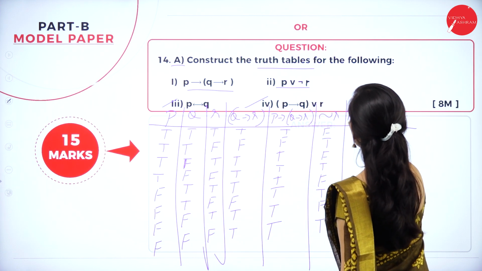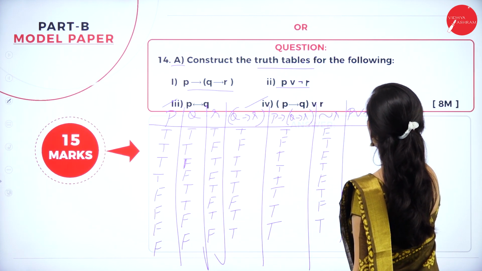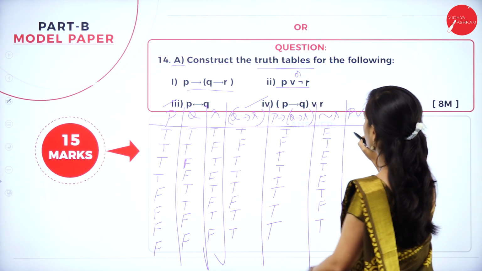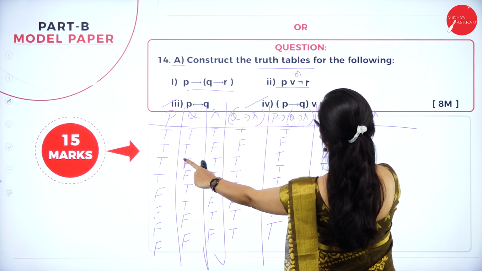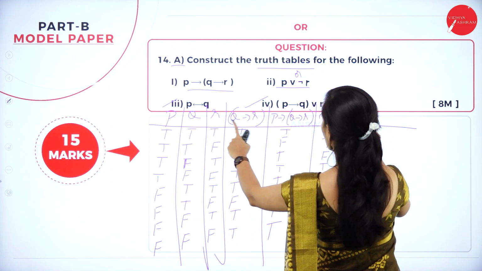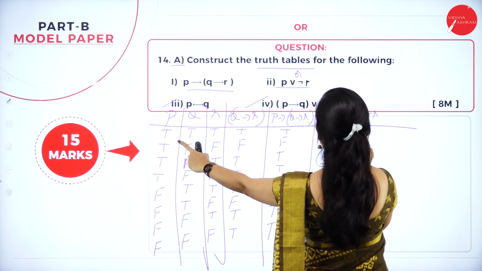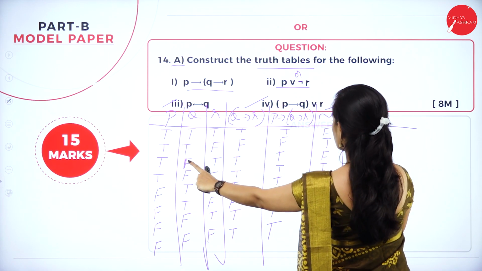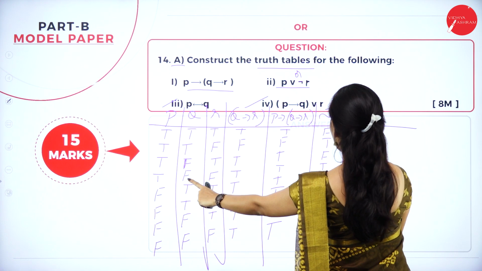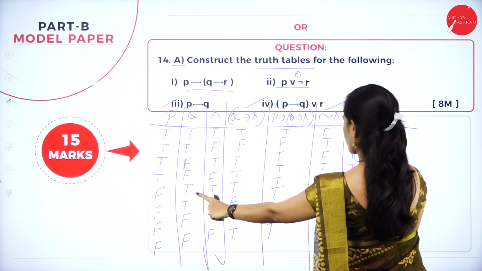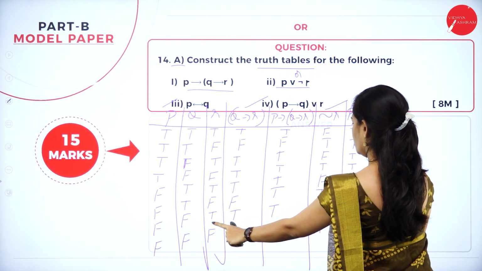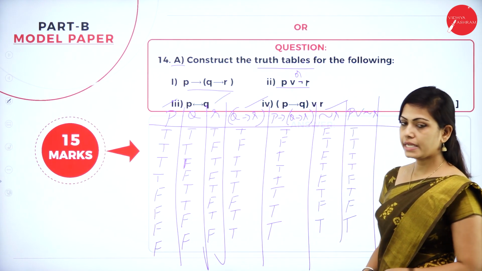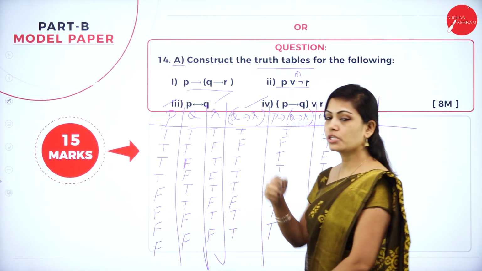And P or negation R. So, here we are using OR operation, that is addition operation. So, you just use this P and negation R. So, OR operation, if any one of the statement is true, so the final statement also true in OR operation. True, false and true. And the next one is P biconditional Q.